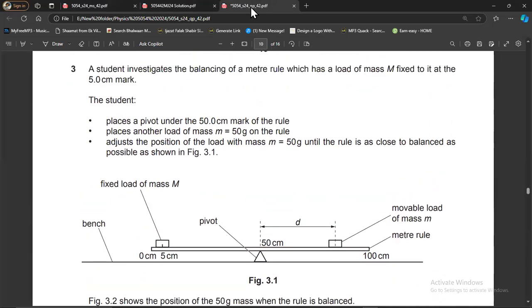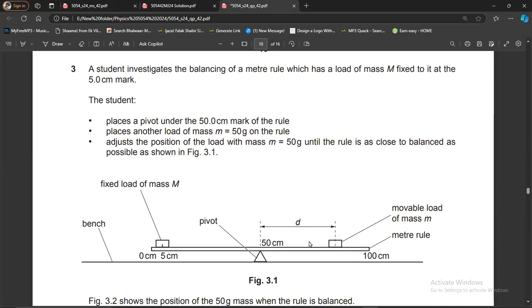Question number 3 on your screen. A student investigates the balancing of a meter rule which has a load of mass m fixed to it at the 5 centimeter mark. So here at the 5 centimeter mark, we have a mass attached. The student places a pivot under the 50 centimeter mark of the rule. Place another load of mass 50 gram on the rule. Adjust the position of the load with the mass 50 gram until the rule is as close to balanced as possible, as shown in the figure.